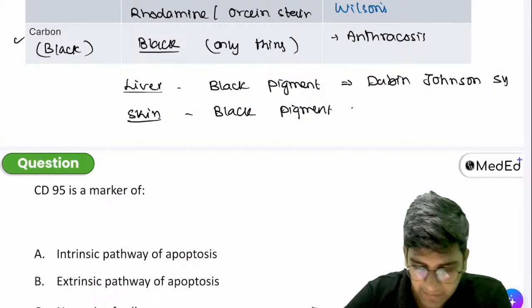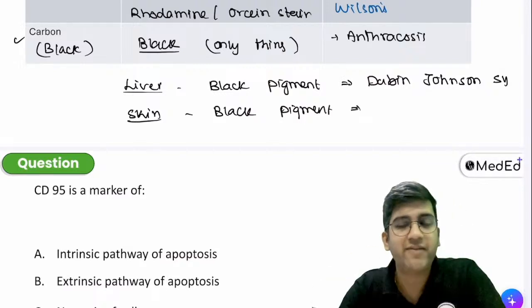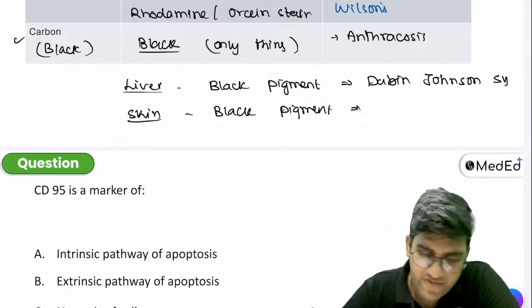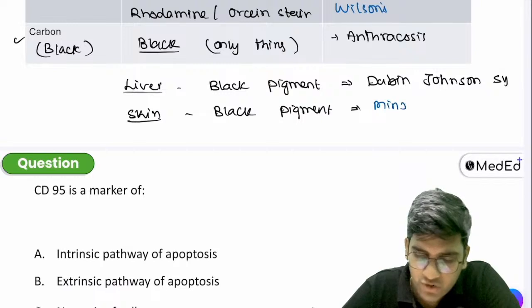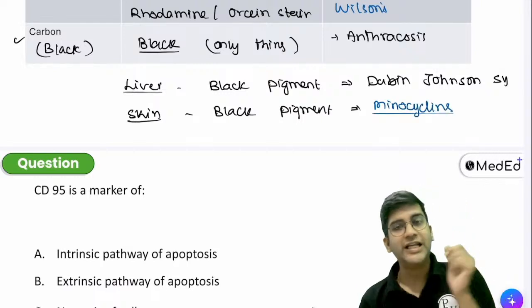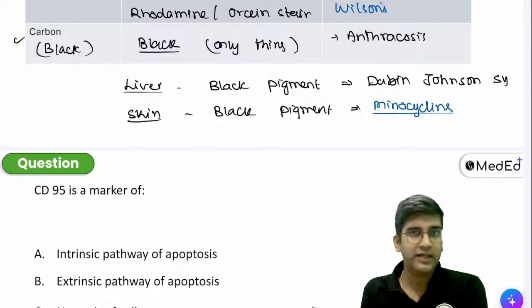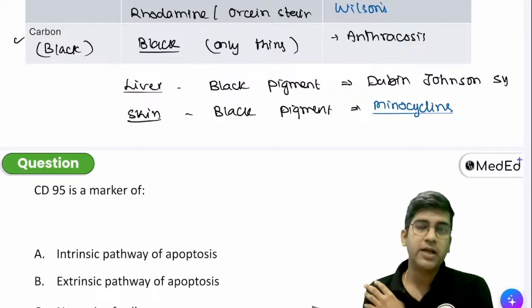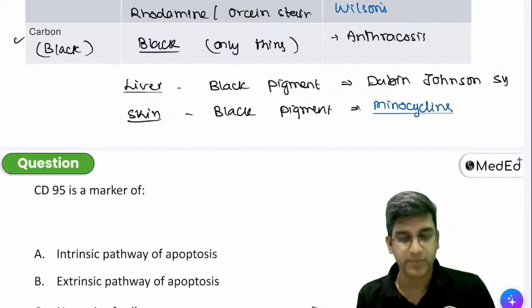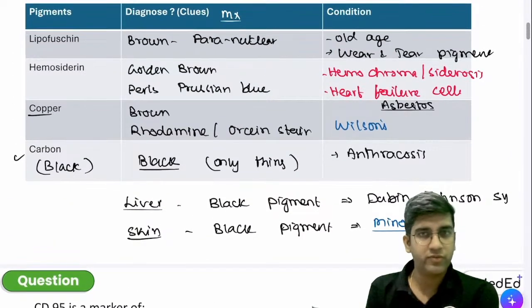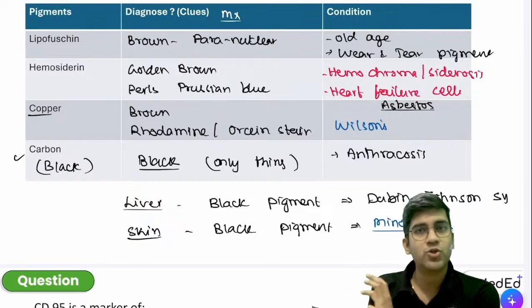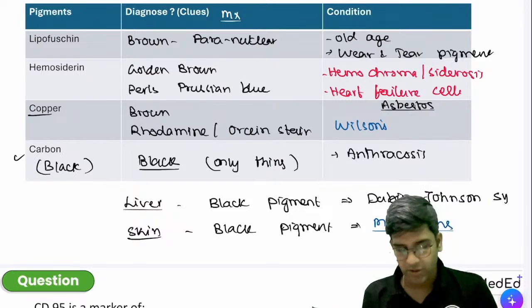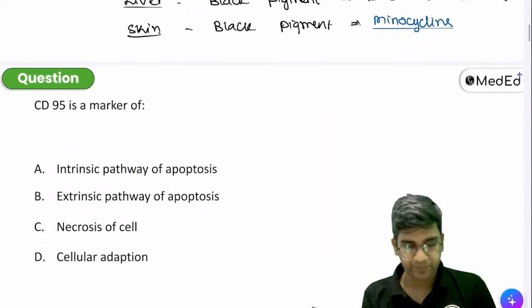Skin having black pigment, or tongue or lips having black pigment. Have you read that a drug called minocycline causes pigmentation? Minocycline-induced pigmentations are black in color in a skin biopsy, right? So that's a drug side effect, and you have the Dubin-Johnson syndrome. These are the only black pigments you can see, but rest everything are brown pigments only, right? So again, this is a good table for you to quickly revise all the pigments required for us, fine? Okay, next.